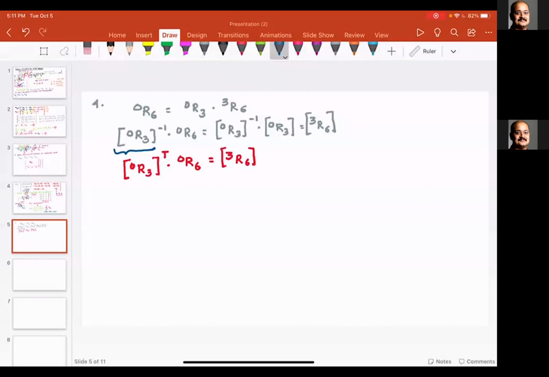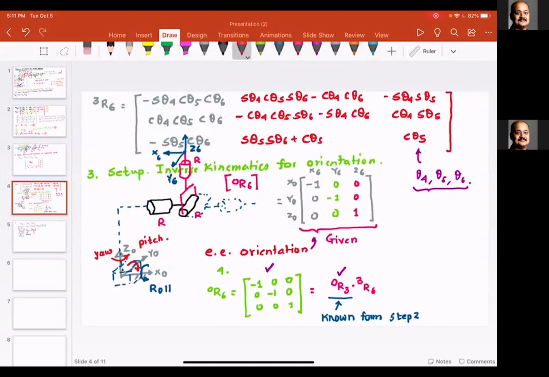Now here is the thing. This guy is completely known because this guy comes from step 2. This is given to us. And this guy, we actually found out in the last step, which is 3R6. So 3R6, as you can see, is a big expression that gives you the relationship.